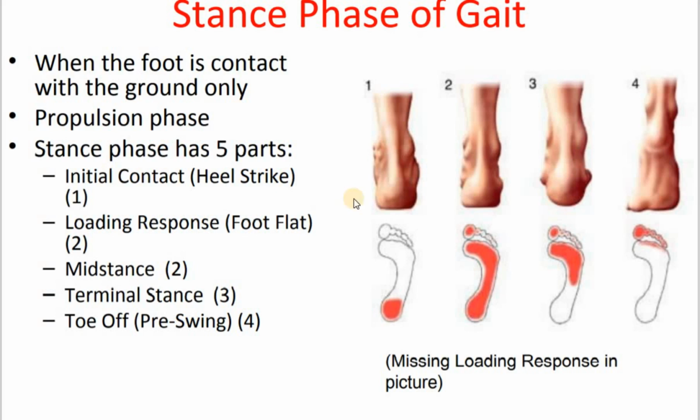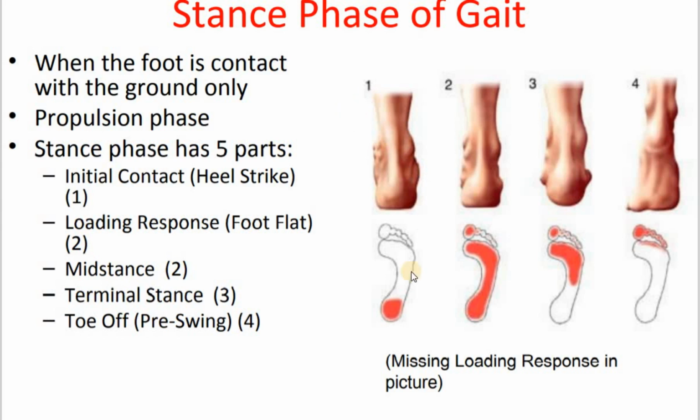So now we will see the phases of gait. First we will see the stance phase of the gait. The stance phase is when the foot is in contact with the ground. It is a propulsive phase. The stance phase has five parts, as you can see. There will be initial contact, that is heel strike, the loading response, foot flat, then mid stance, then the terminal stance and the pre-swing phase.